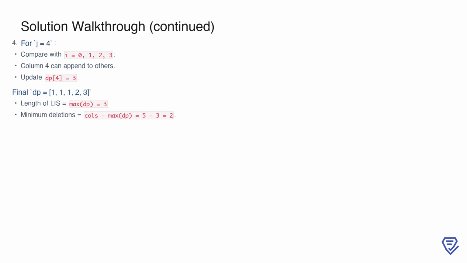At the end of our iterations, the dp array is [1, 1, 1, 2, 3]. The length of the longest increasing subsequence is the maximum value in dp, which is 3. To calculate the minimum deletions required, we subtract this value from the total number of columns, resulting in cols - max(dp) = 5 - 3 = 2.